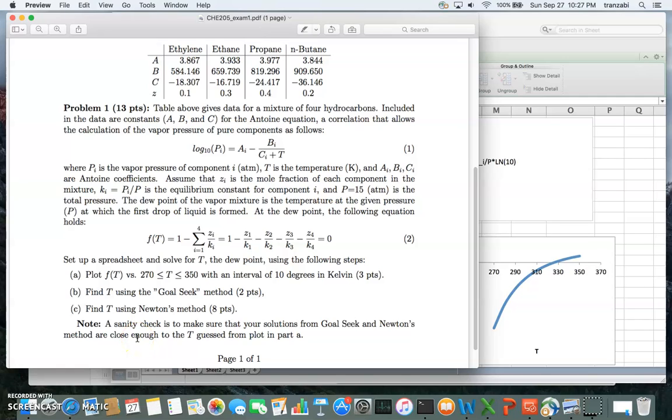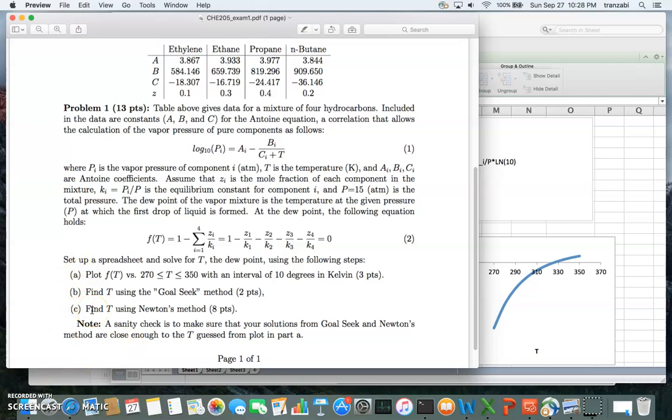All right, this is section 2 of solving the exam problem. That is for exam 1 of CHE205. In the first section we covered part A and B. In this section we're going to cover part C.